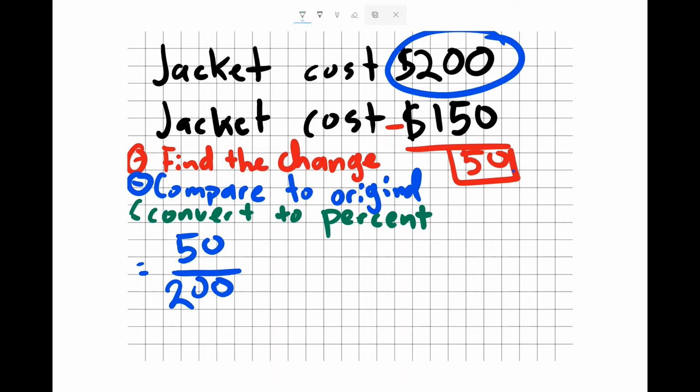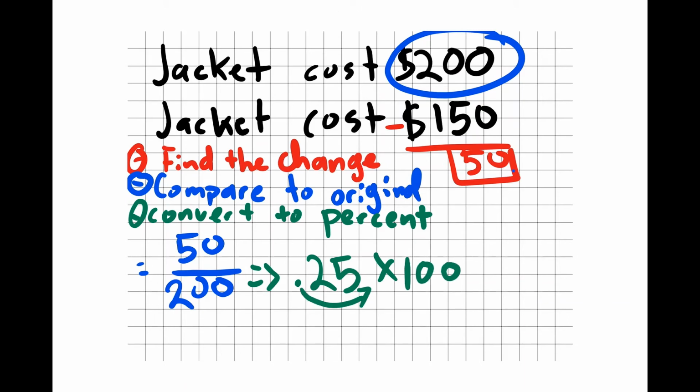Now what you want to do is the last step, convert to a percent. How do you do that? You want to complete the division. Divide numerator by denominator, which should give you 0.25. 50 is 1/4 of 200. And what you want to do to convert that into a percent, simply multiply by 100 to move that decimal point over, giving you a final answer of 25%.